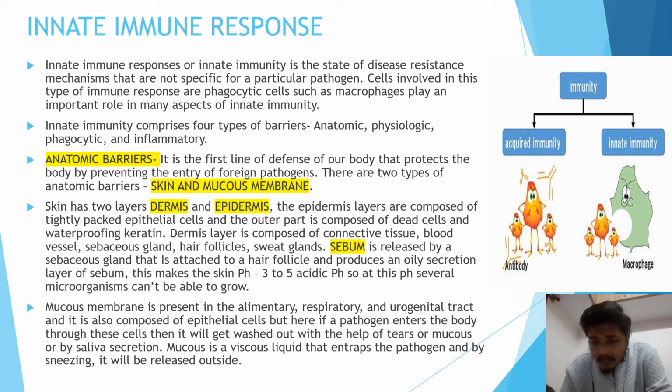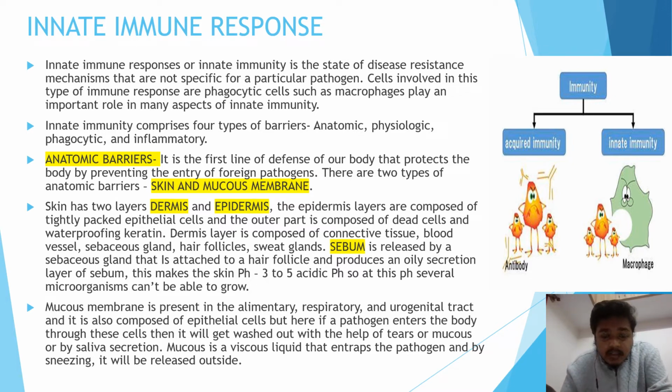If I talk about the skin, skin has two layers, as we all know, dermis and epidermis. The epidermis is composed of tightly packed epithelial cells, and the outer part is composed of dead cells and waterproofing keratins. The dermis is composed of connective tissue, blood vessels, sebaceous glands, hair follicles, and sweat glands. So what are the uses of this?